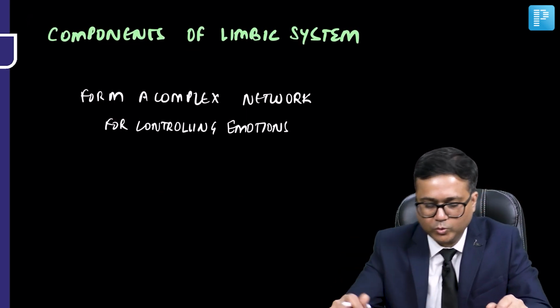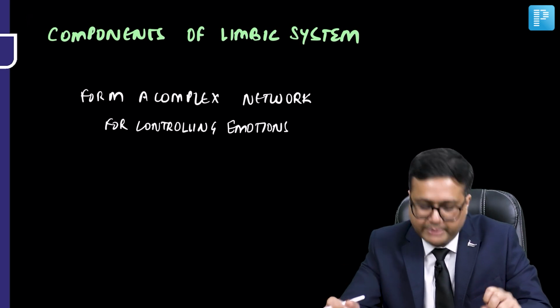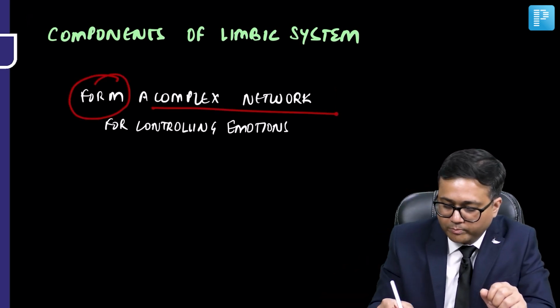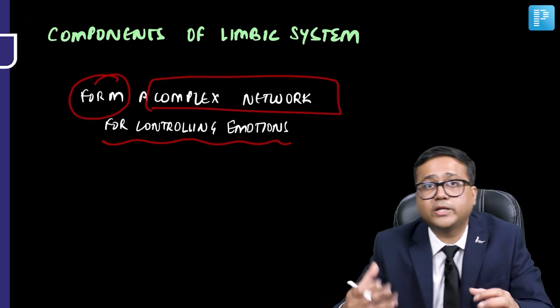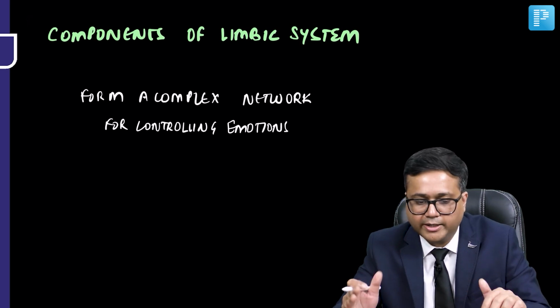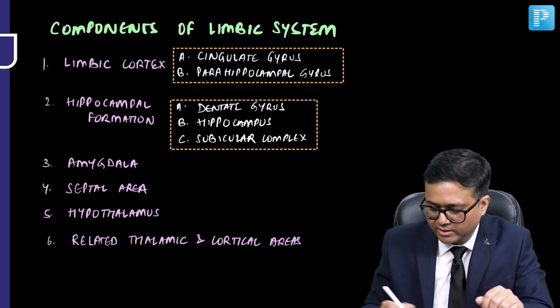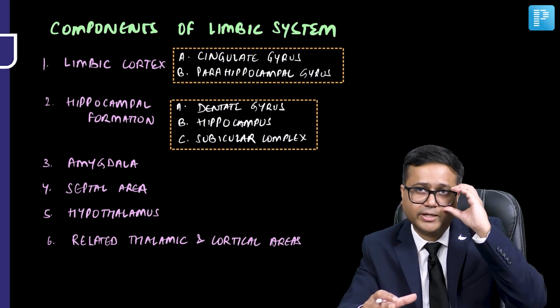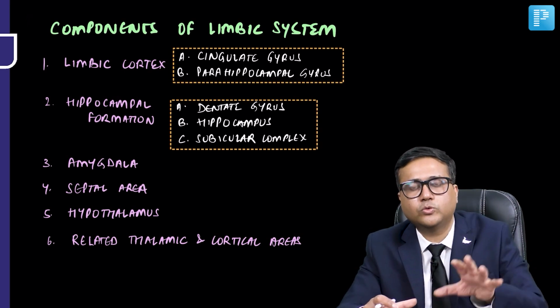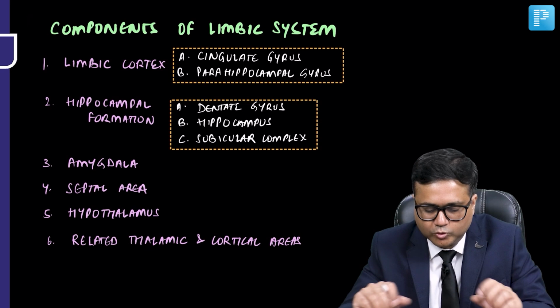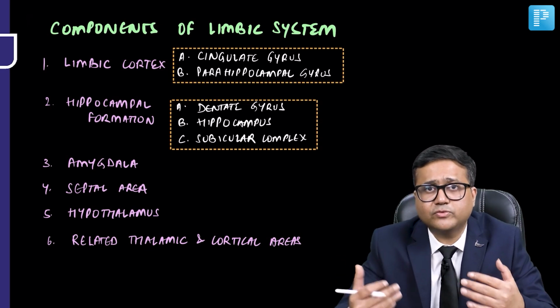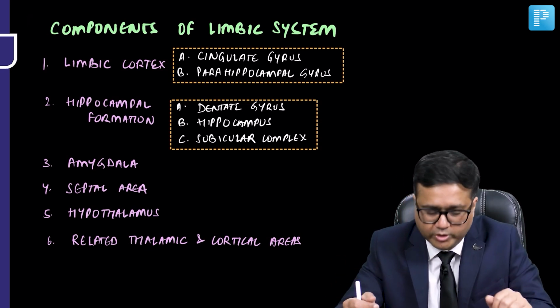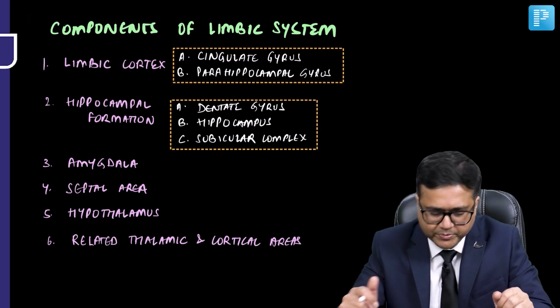Now let's talk about the components of the limbic system. It forms a complex network for controlling emotion. Let us first revise the important components, and then we'll go into the details of these components. Whenever you are writing your exam, it's very important to write all these important components, so I'll also give you a mnemonic to remember.